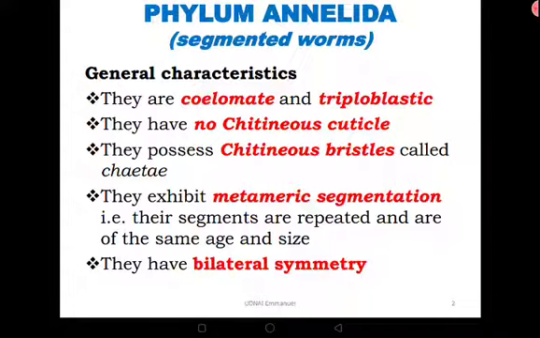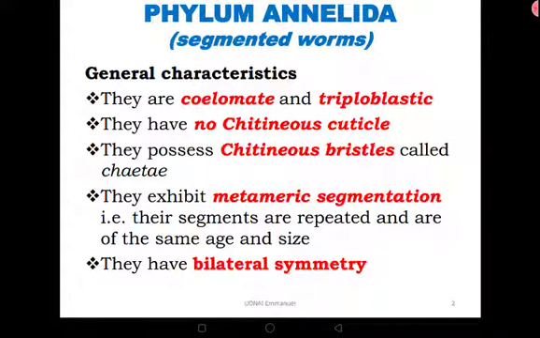They possess chitineous bristles, however, and these bristles are intertwined within the parapodia, and they help in increasing surface area for gaseous exchange. They also play a role in locomotion. Well, we shall see their structure shortly. And those bristles are called the chaetae. They exhibit metameric segmentation. That's why they are called the segmented worms. They have segments all over their bodies, and those segments are repeated and almost look the same.